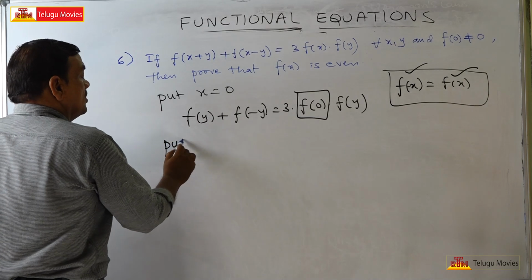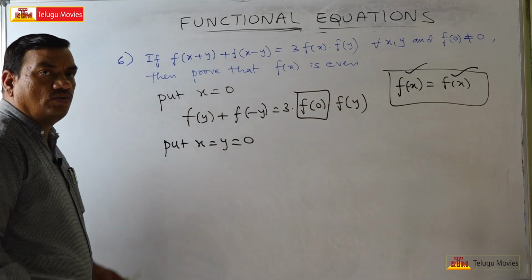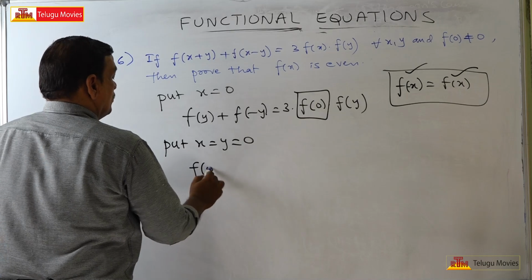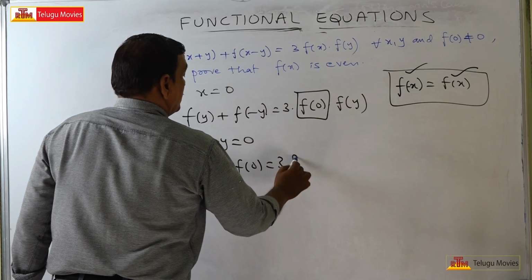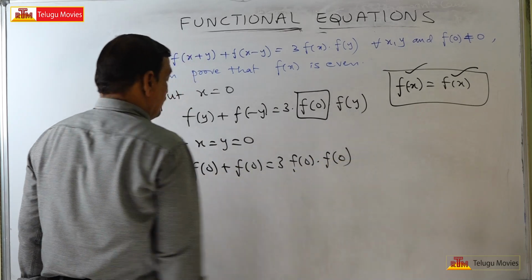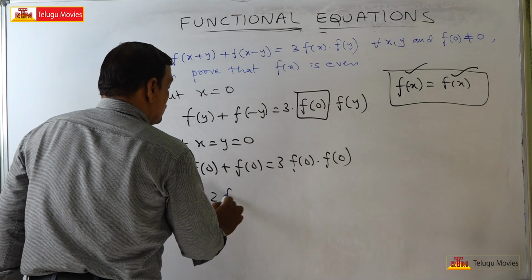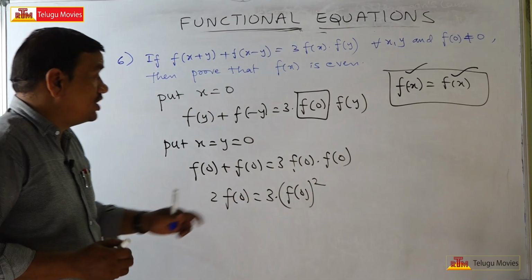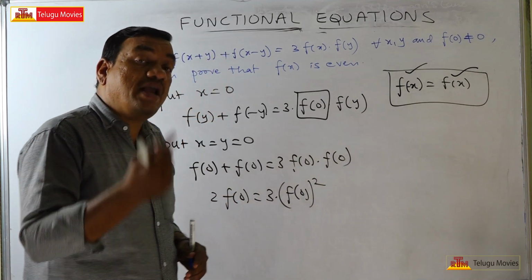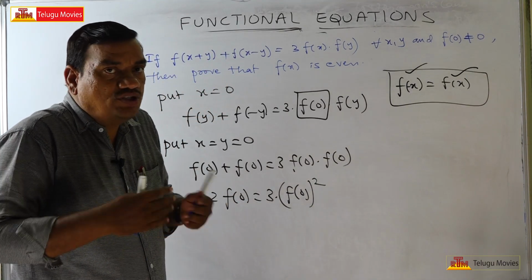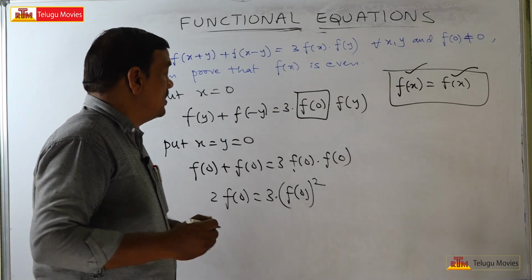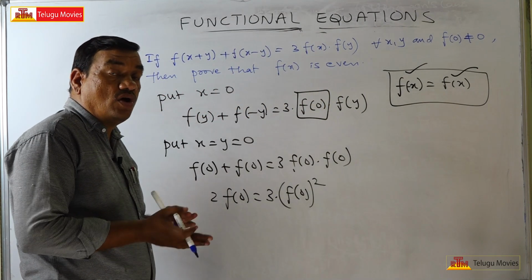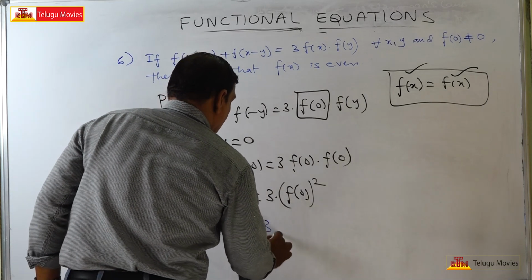If you substitute x = y = 0, we will get the f(0) value. Then f(0) + f(0) is 2 f(0), and this equals 3 times f(0) squared. f(0) may be a real number, a finite value, and since f(0) is not equal to 0, we can cancel f(0) on both sides. Therefore, 2 = 3 f(0).